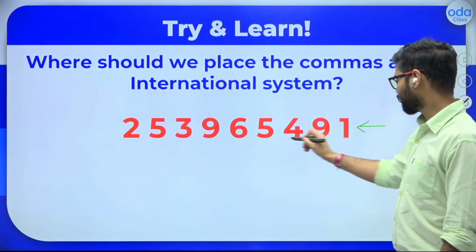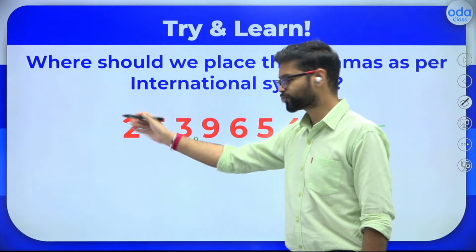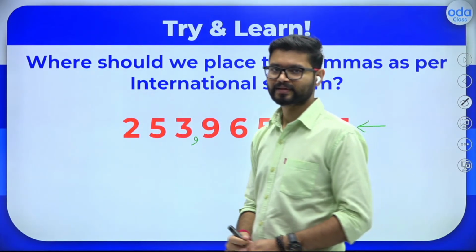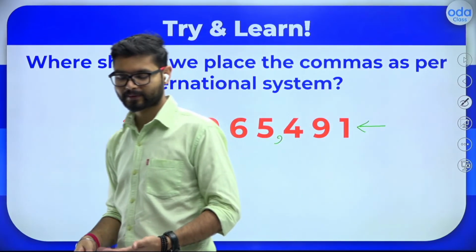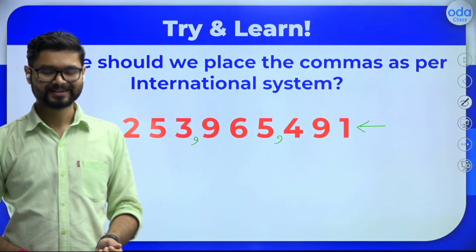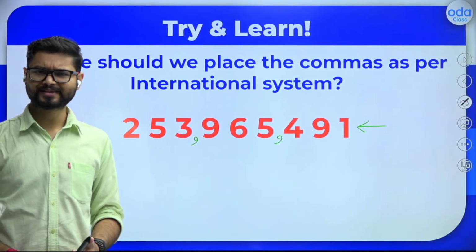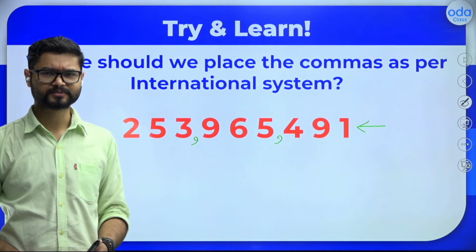Okay, so 1, 2, 3, put a comma. 1, 2, 3, put a comma. 1, 2, 3, that's it. Okay, understood guys? Have you understood this part? Pretty much clear, right? Nothing difficult.